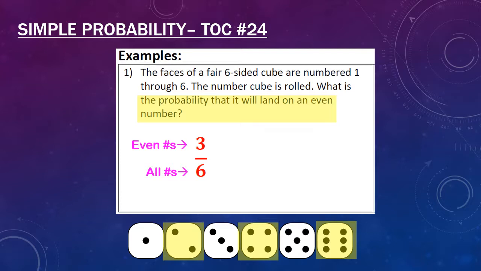With a number cube or dice, you always have 6 sides, so your denominator should always be 6. And the numerator is going to change depending on what they're asking for. So then, of course, we got to simplify. We divide both by 3, and we get 1/2. So we have a 50% chance of rolling an even, and we have a 50% chance of rolling an odd. So it's an even 50-50 chance.